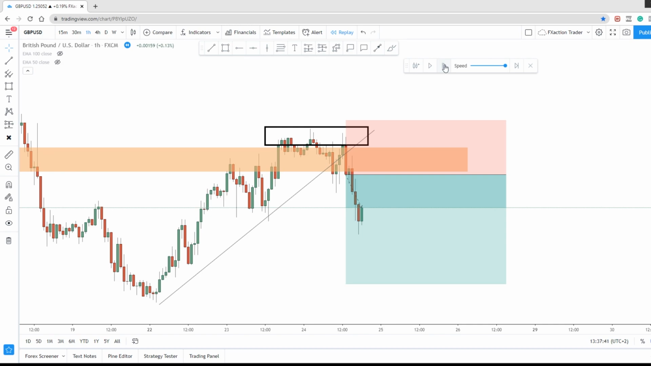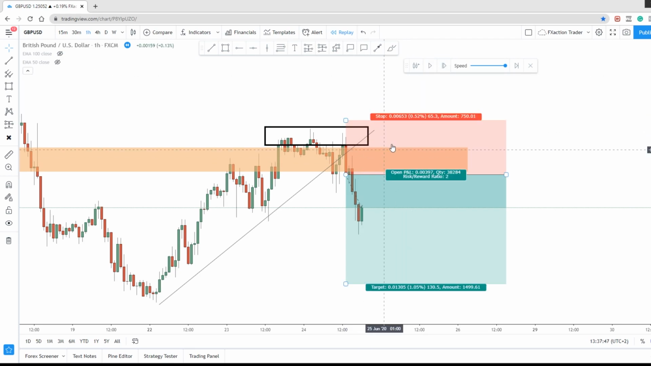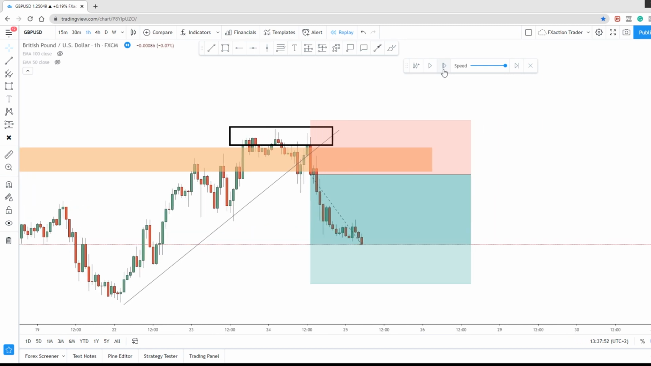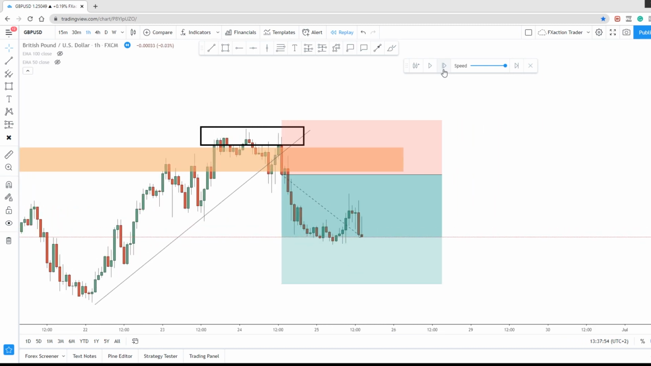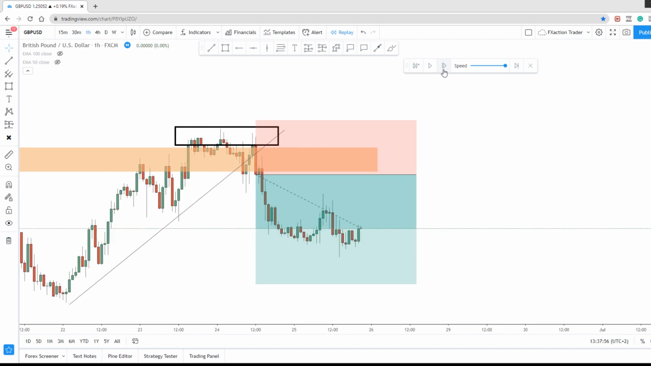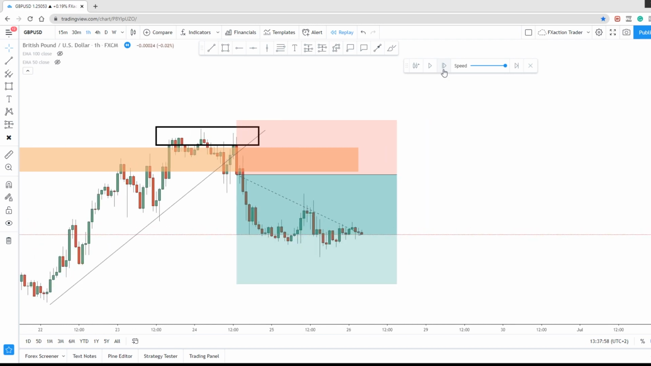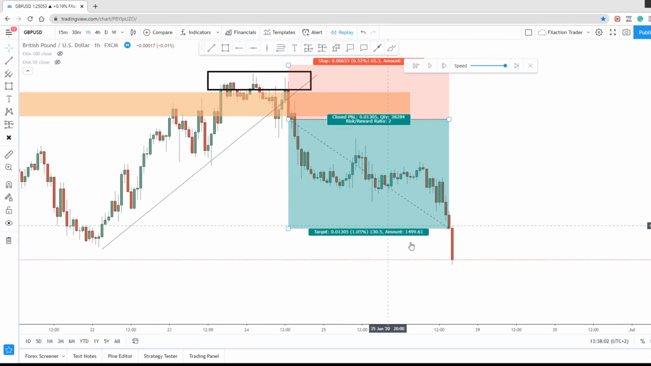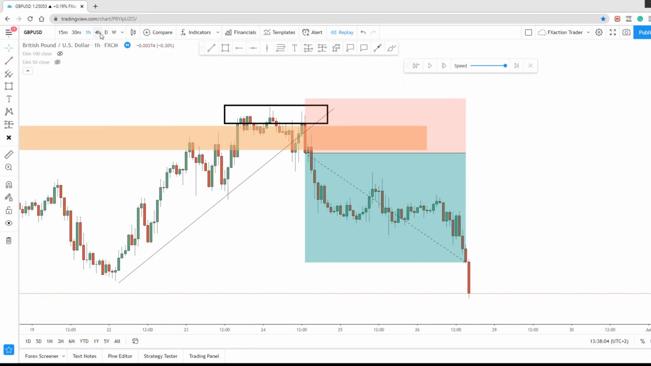And please remember, whenever we have 1 to 1 profit, you can either set to break even, or you can move your stop loss to your entry level to protect your capital. All right, so let the market do the rest. We can see whether our target is hit or not. All right, so our first target got hit.